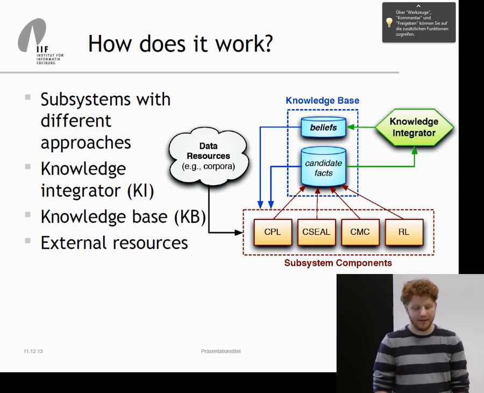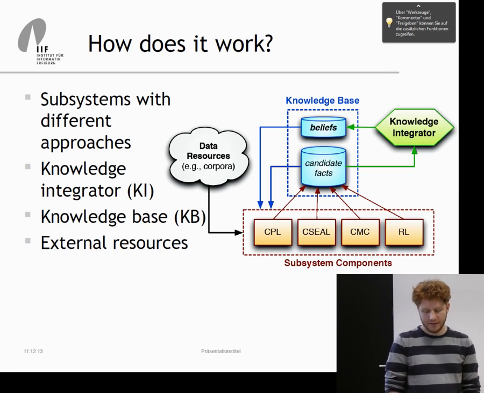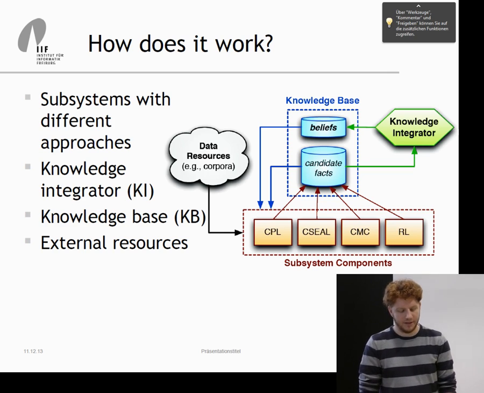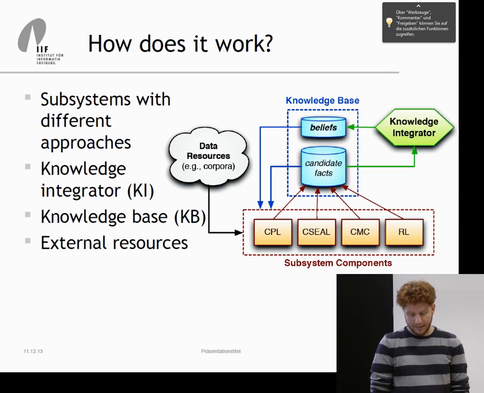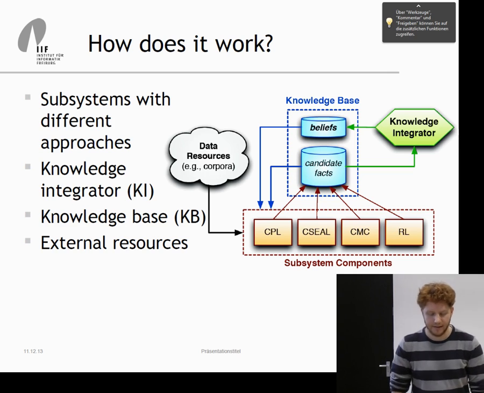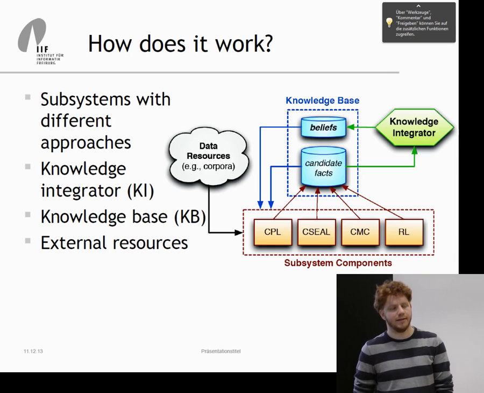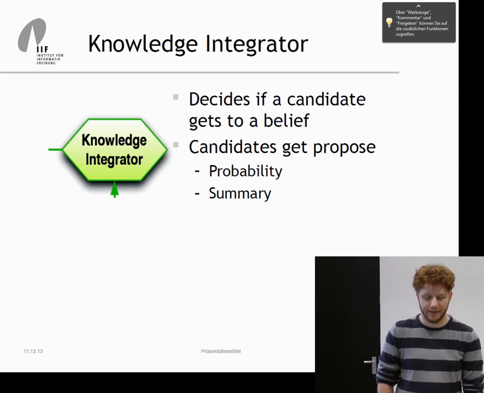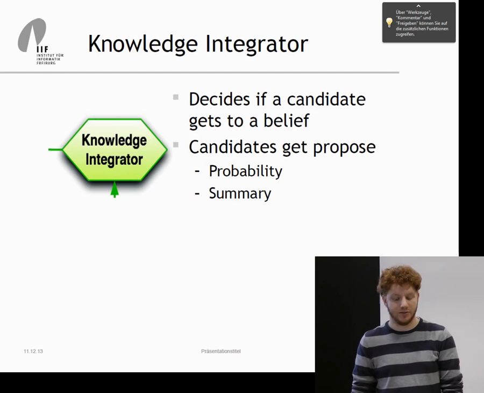In NELL we have some subsystems with different approaches. These subsystems take data from different resources, for example the internet and many web pages. Then they extract information from the data and promote candidates for the knowledge base. Then a knowledge integrator decides if a candidate is good enough to become a belief. And the beliefs can also be used by the subsystems to get new information from it. The knowledge integrator, as I said, decides if a candidate becomes a belief.